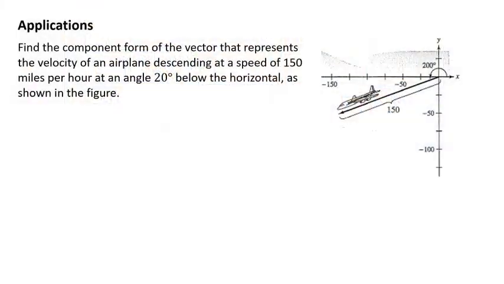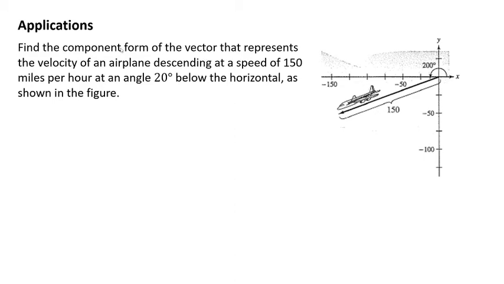All right, so now let's try our luck with some applications. The first one we're going to be working with involves a plane that is flying in a downward direction, hopefully not too steep, represented by a vector that has a speed of 150 miles per hour. The angle below the horizon is 20 degrees. It's actually a pretty steep dive.